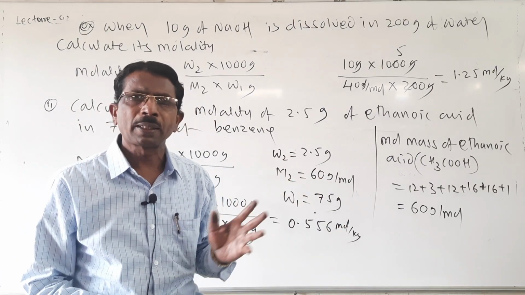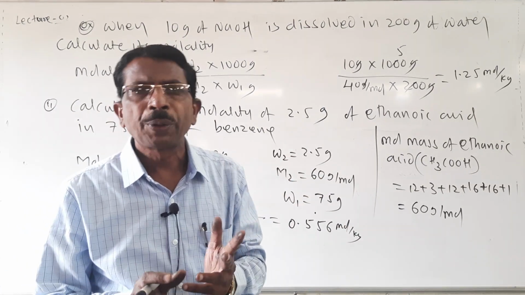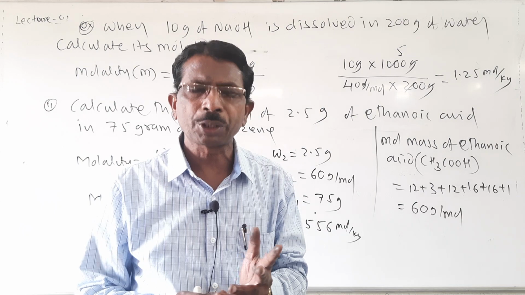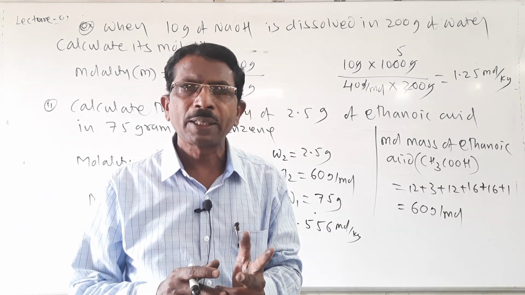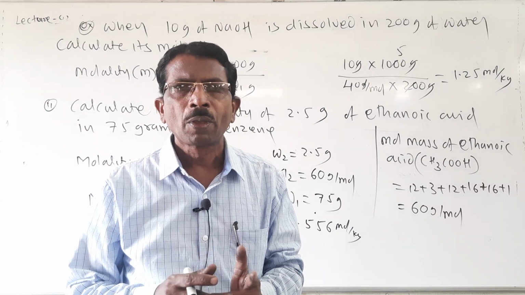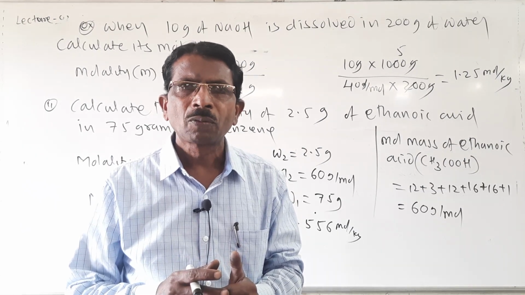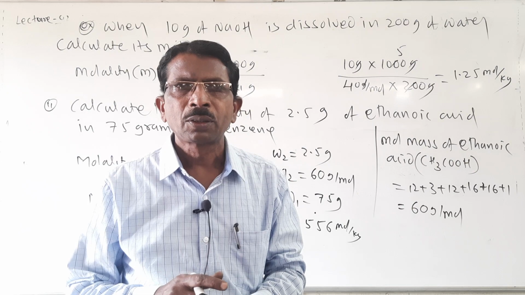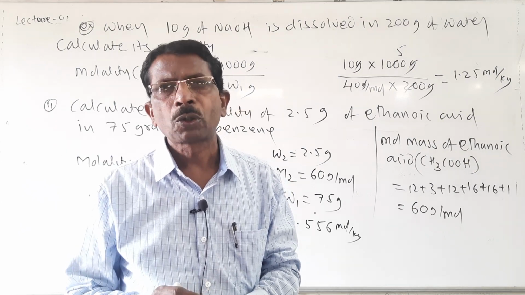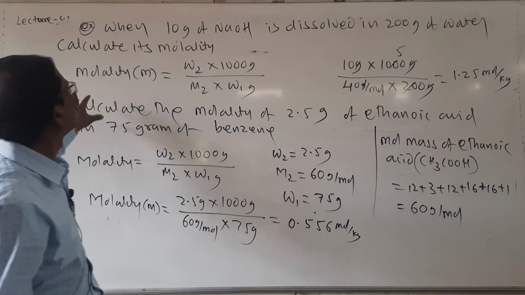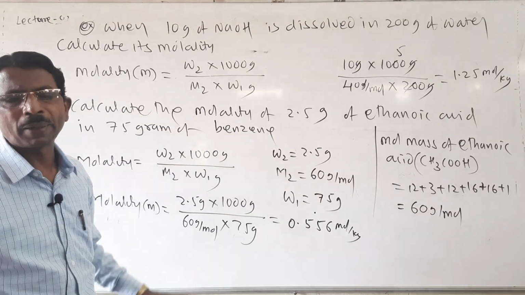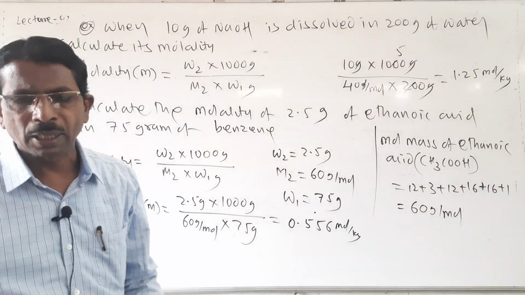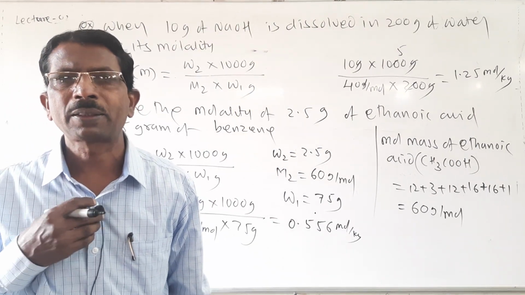Remember the units of expressing the concentration of a solution: mass percentage, volume percentage, mass by volume, ppm (parts per million), mole fraction, and molality. All these concentration terms, the different ways we express concentration, are completed. In our next class we will discuss the remaining part. Thank you.